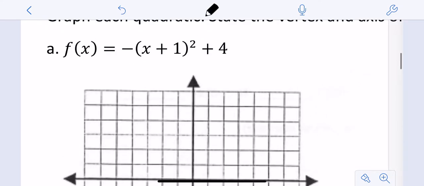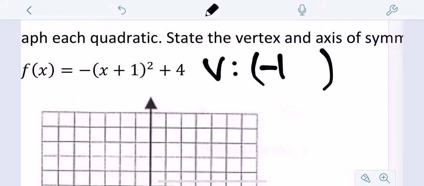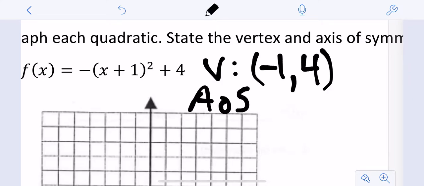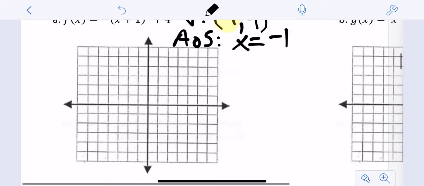So this one's already in vertex form. So that means my vertex, remember if it's in parentheses, you're going to switch the sign. So -1 and then 4. And the axis of symmetry is going to be x equals -1. Remember that your vertex and your axis of symmetry are related to each other. And we can see that from the graph.